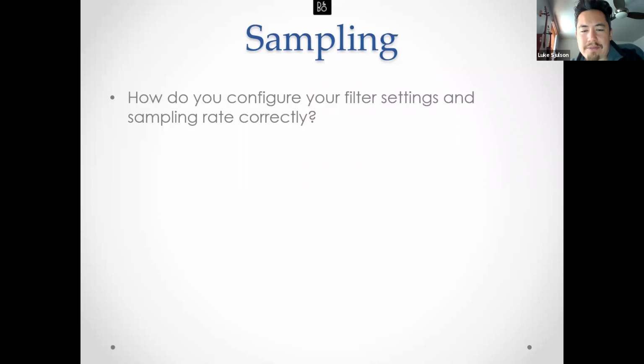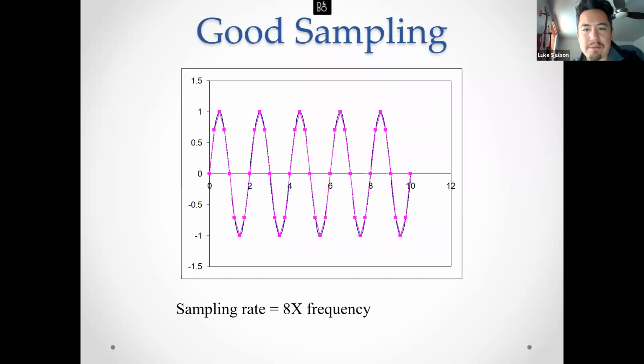How do you configure your filter settings and sampling rate, or it could be sampling density, or however sampling occurs? How do you do that correctly? All right, so I should say that all these slides I just stole from some other people last night. So some of them are crappy, and that's just how it is.